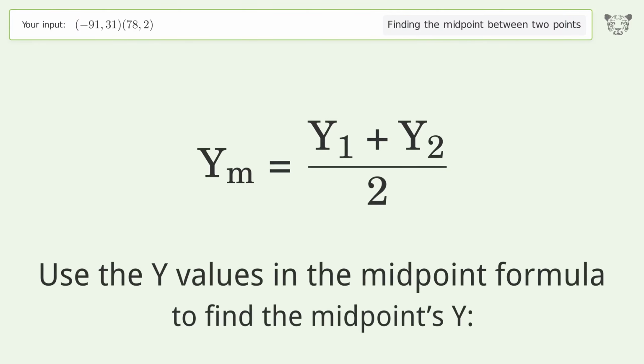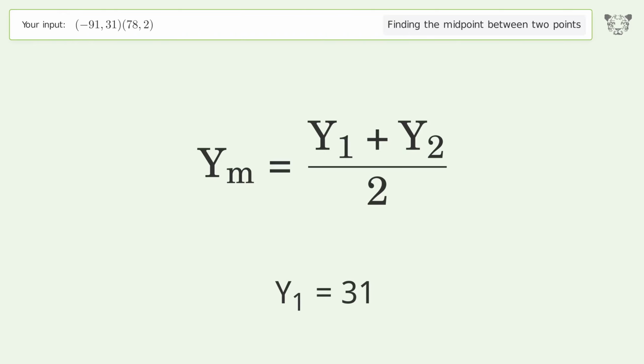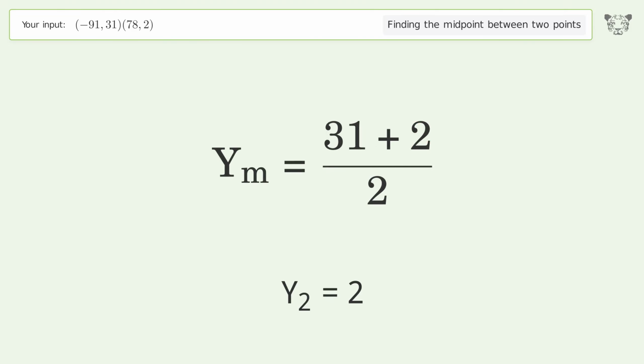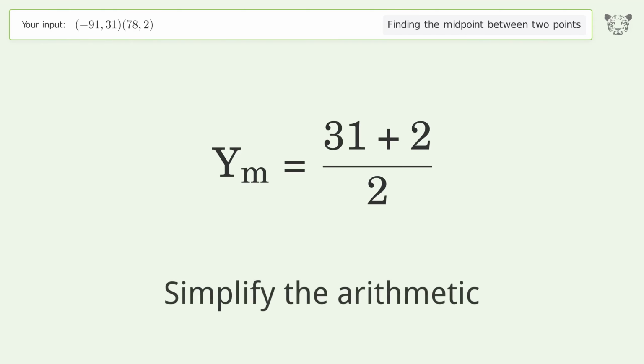Use the y values in the midpoint formula to find the midpoints y. y1 equals 31. y2 equals 2. Simplify the arithmetic.